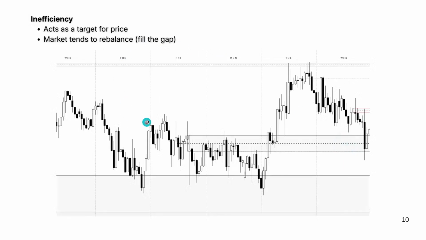So as an inefficiency, remember I said they act as targets for price. They usually act like magnets. You can see how price kept gravitating towards this area of new week opening gap. You can see price just kept going back and forth, back and forth. It seemed to attract price.